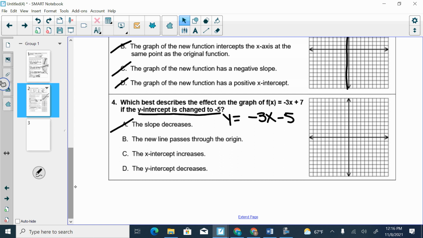The new line passes through the origin. Does it start at 0, 0? Can't be that. The x-intercept increases, or the y-intercept decreases. So this was the y-intercept, now it's this number. Did it increase or decrease? Decrease. There we go.